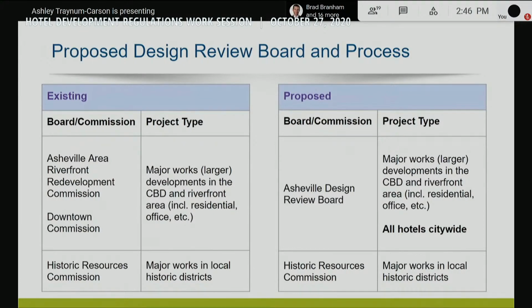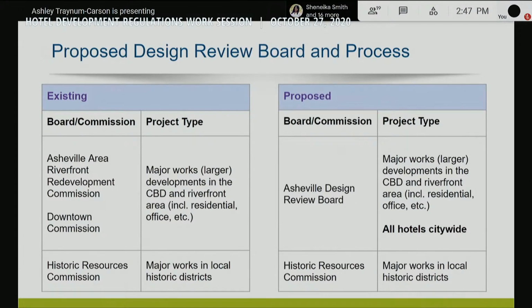To give you an example of the existing design review process versus the proposed process, if you look at the table on the left-hand side of the screen, this outlines the existing responsibility of our current boards and commissions. The Asheville Area Riverfront Redevelopment Commission and the Downtown Commission today review larger projects in the Central Business District and in the riverfront areas for design review compliance. That includes all uses, including hotels, residential, and office uses, for example. And then the Historic Resources Commission reviews all larger projects that are in one of our 4 local historic districts.